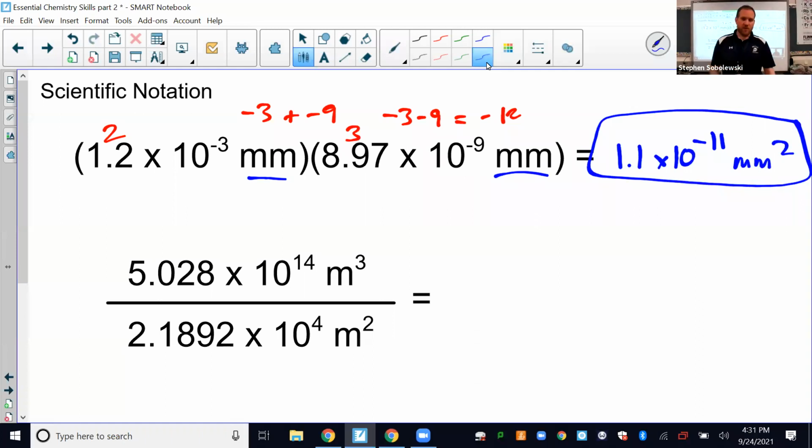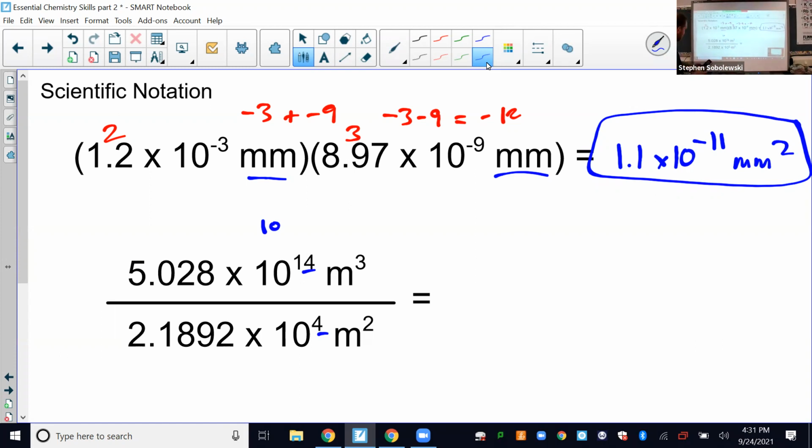Am I within 1 of my target? Yes, I am. Negative 12, negative 11. I'm happy. Looking at the second one here, let's see what my target should be. 10 to the 14th divided by 10 to the 4th. You subtract the exponents. My target is 10. So I should end up either with 10 or with 11 or with 9. If you end up with something different, you definitely did something wrong.